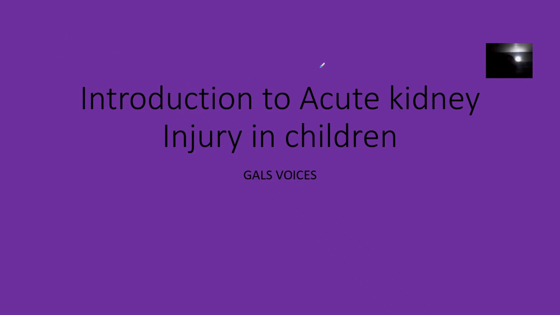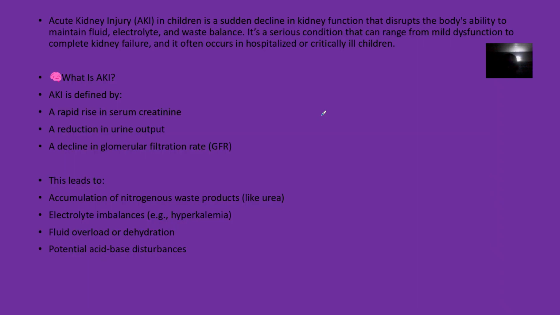So in children, you're just trying to say, yes, acute kidney injury could occur in adults, but here you are looking specifically at children because they're a special population. For acute kidney injury in children, it's a sudden decline. That's why I told you that anything acute is happening all of a sudden. So there's a sudden decline in kidney function, and this disrupts how the body should normally maintain fluid, electrolytes, and waste.